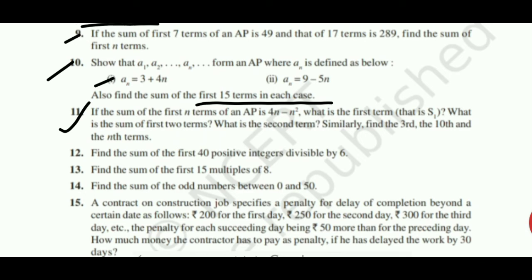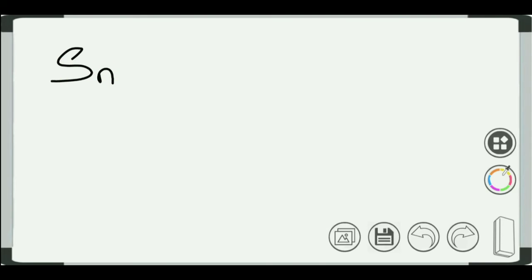If the sum of first n terms of an AP is 4n minus n square, what is the first term? That is S1. What is the sum of first two terms? What is the second term? Similarly, find the third, 10th and the nth terms. So in the starting they have told the sum of first n terms of an AP is 4n minus n square.